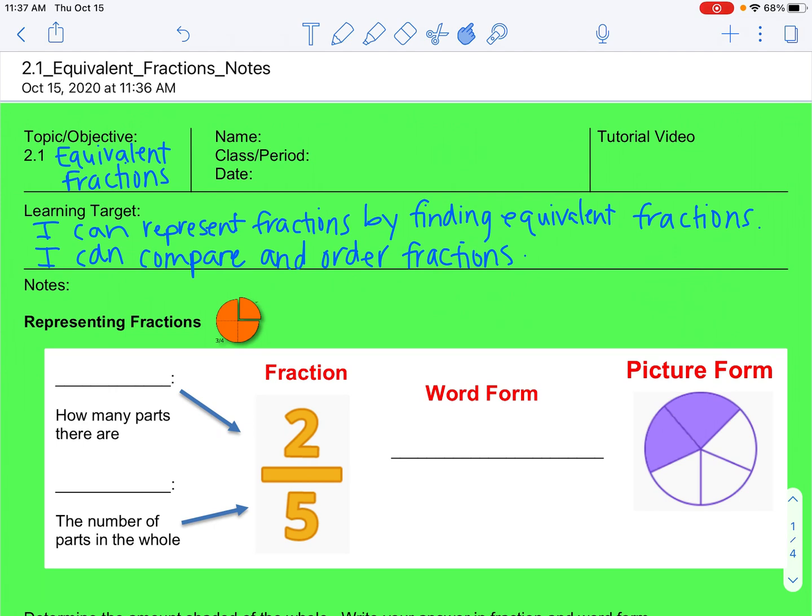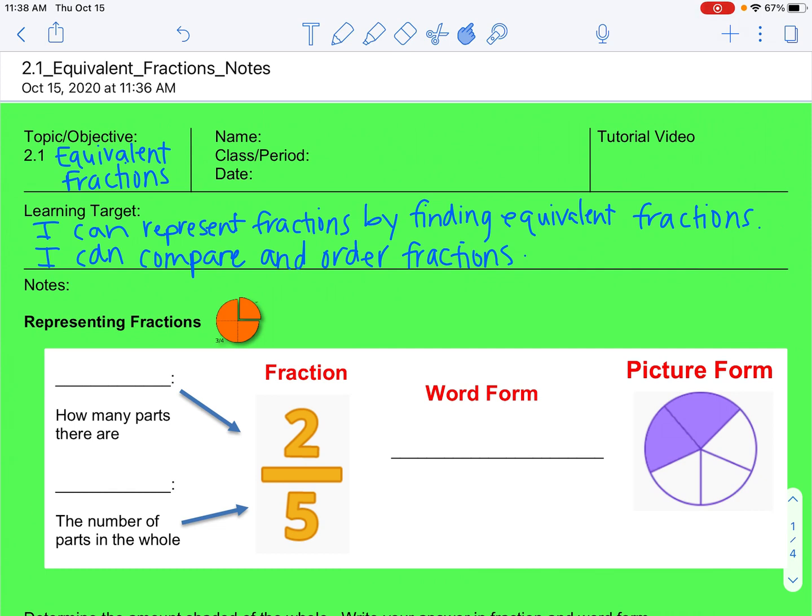Today we are going to start our second unit and our first lesson in it. So we are doing 2.1, which is all about equivalent fractions. If you want to take a second and pause the video and fill out our topic and objective and our learning targets, that would be awesome. So our topic and objective is equivalent fractions, and our learning target is I can represent fractions by finding equivalent fractions. And I can also compare and order fractions.